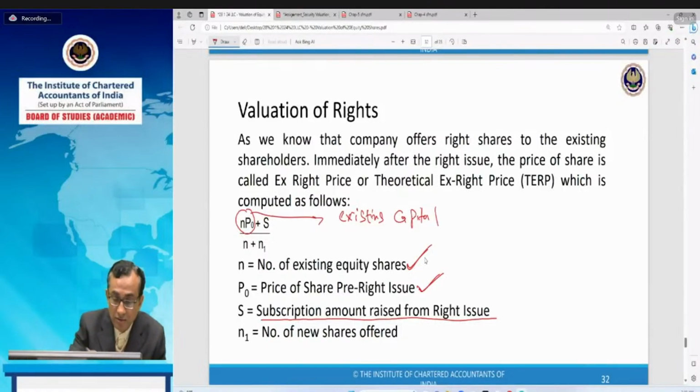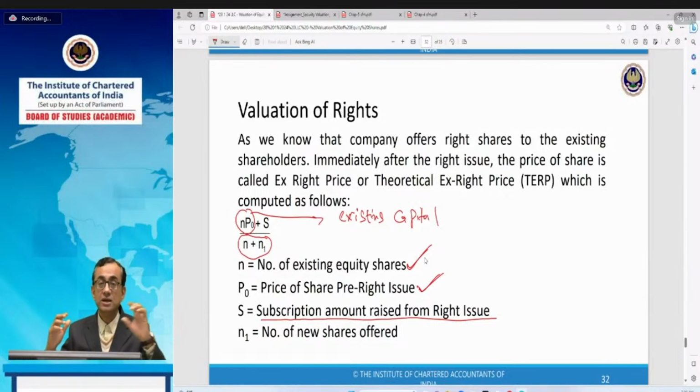Now come to the denominator, that is N plus N1. N is the number of existing equity shares and N1 is the number of new shares. So what is N plus N1? It is the total shares, meaning shares before the issue of the right shares and the shares after the issue. If you merge these two, it will be the total number of shares after the right issue. This way, the theoretical ex-right price is calculated.